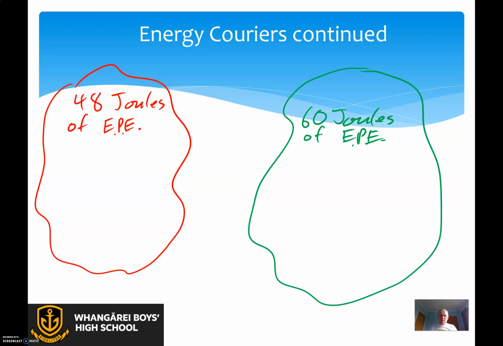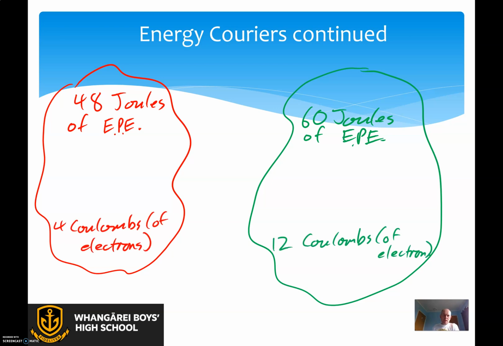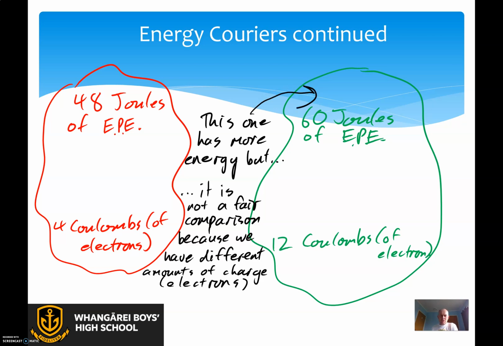And although it's tempting to compare them, so we can see that the 60 joule blob on the right's got more energy than on the left, we need to take in some more information. First of all, the left-hand side's only got 4 coulombs of electrons. The right-hand side's got 12 coulombs. So, although the right-hand side one has got more energy, it's not a fair comparison because we don't have even amounts of charge. So we need to compare them more fairly.